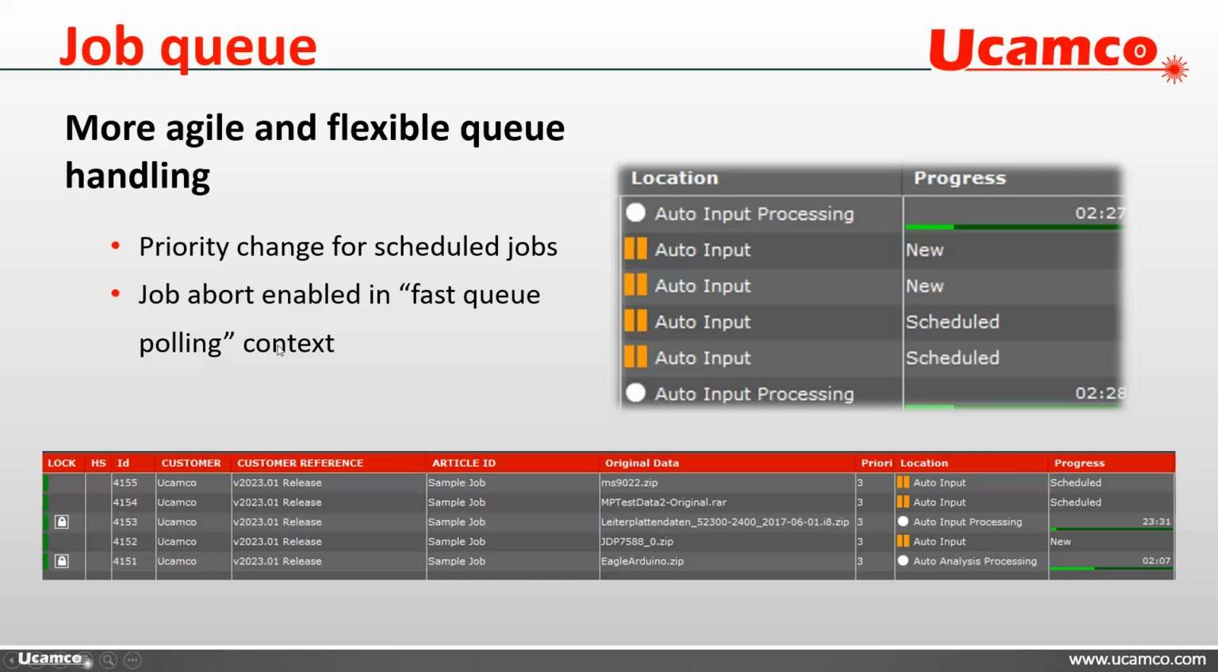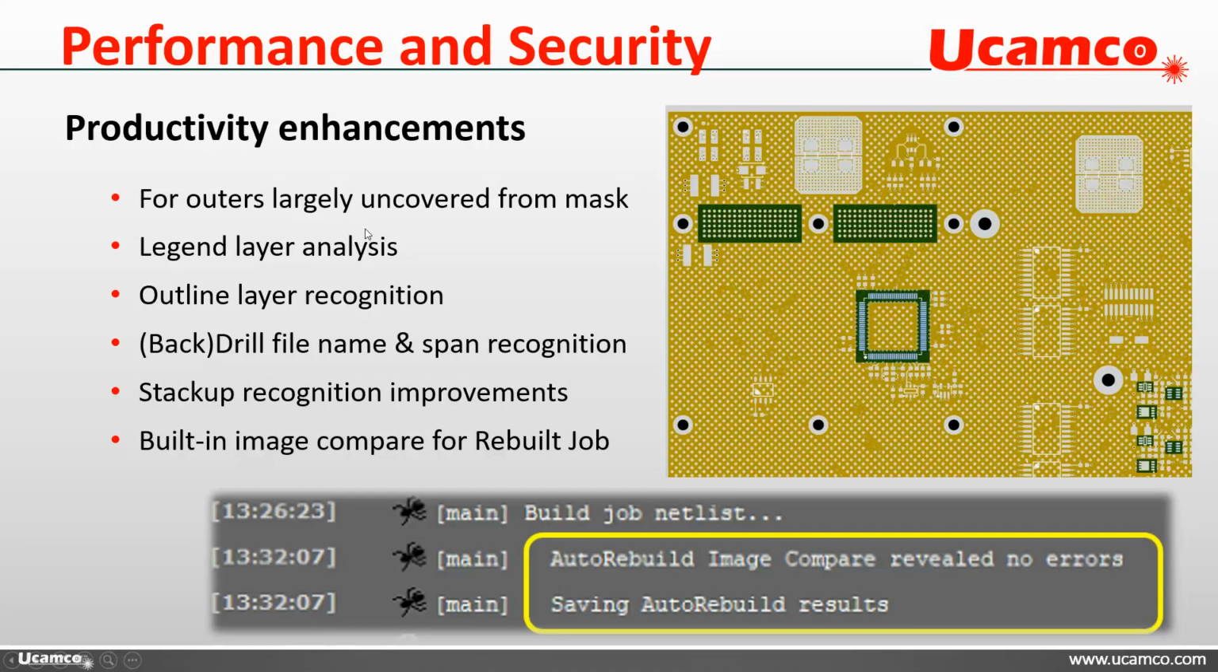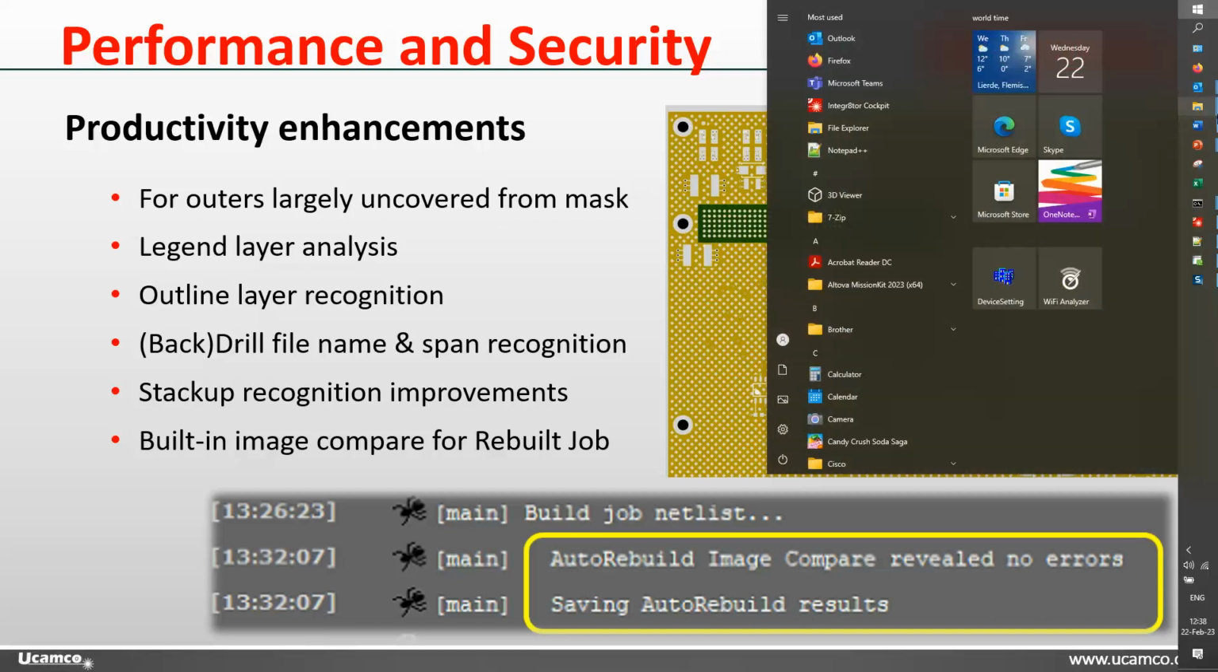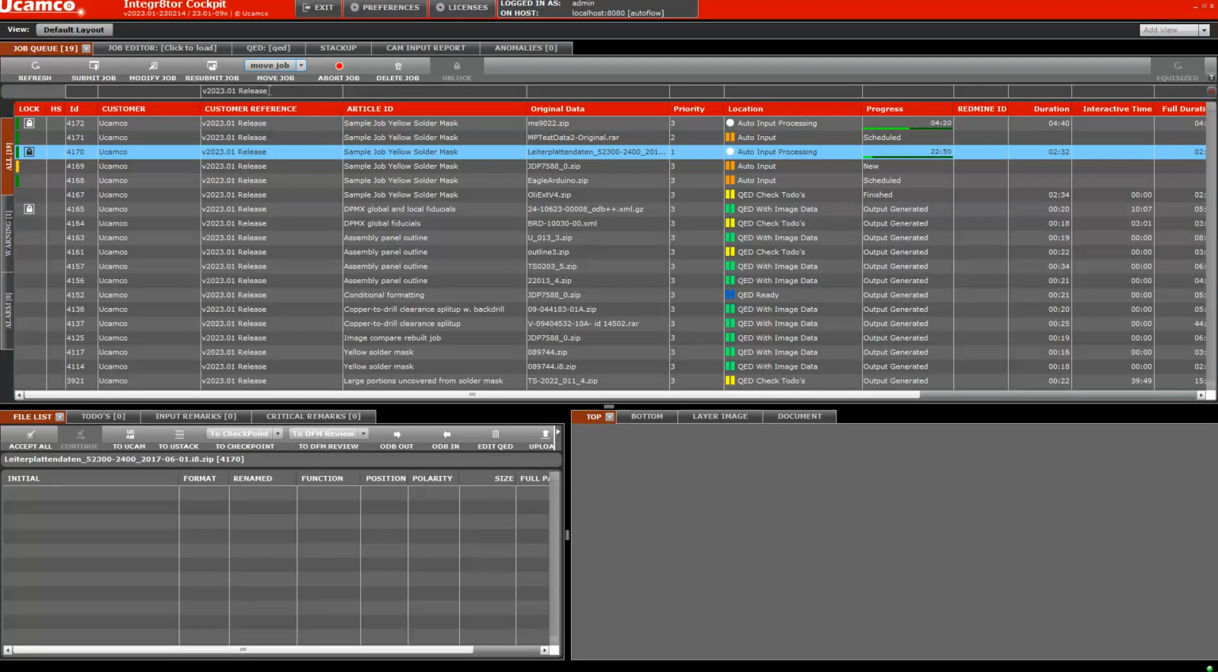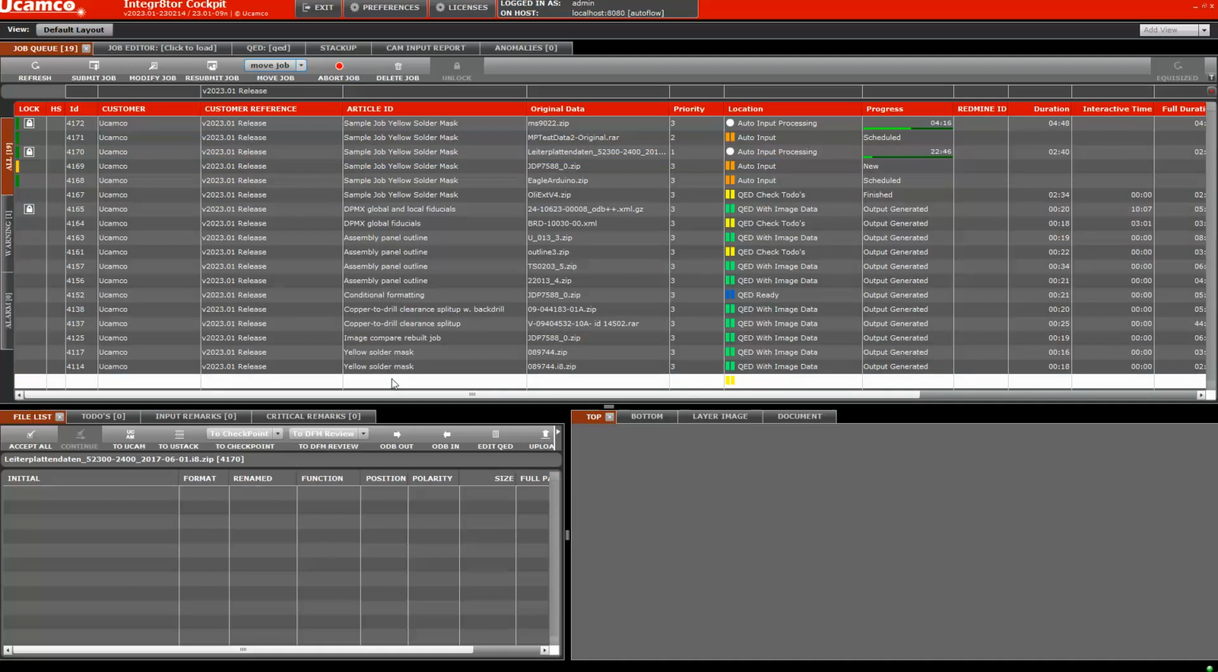Good. That brings us to a number of performance and security enhancements that I would like to point out. A number of areas. Typically, productivity enhancements come down to either speed or more accuracy. The case of the first one, the outer layers, largely uncovering the outer layers, so the PCB's outer layers largely uncovered from mask, is basically something that you could see here in this particular job.